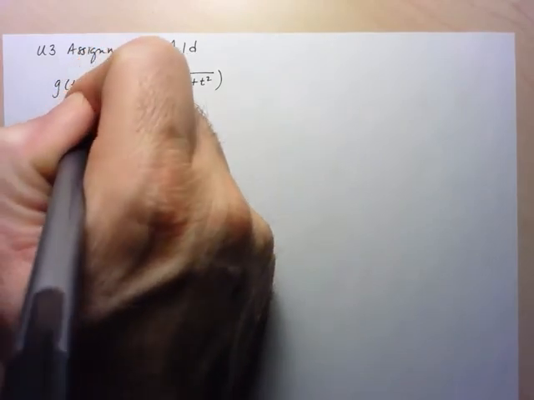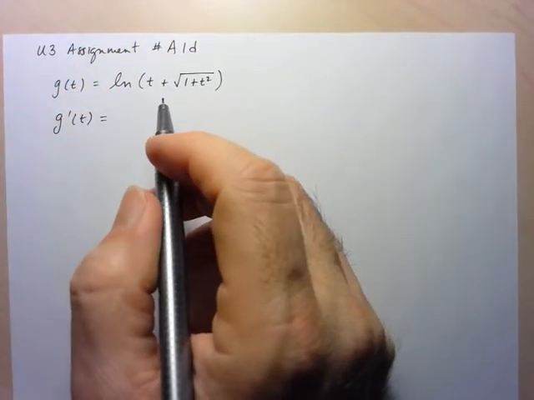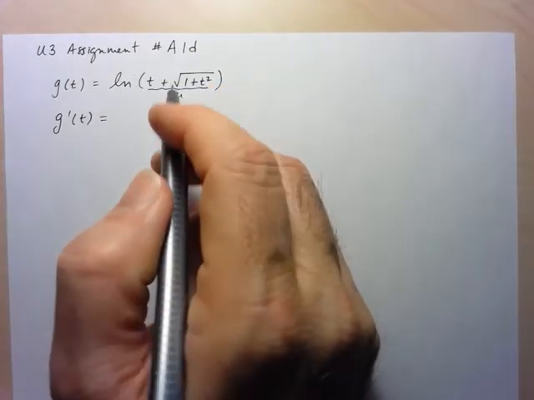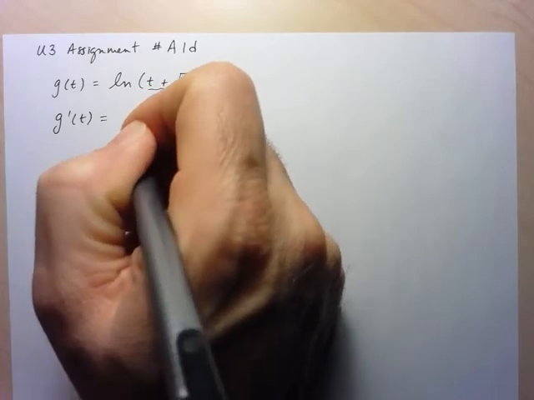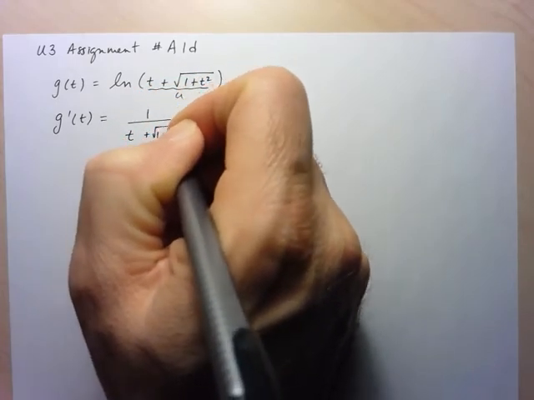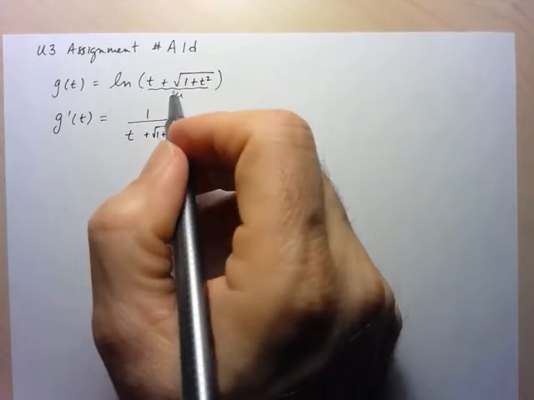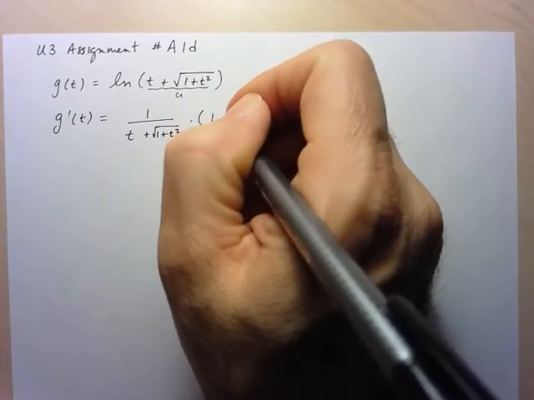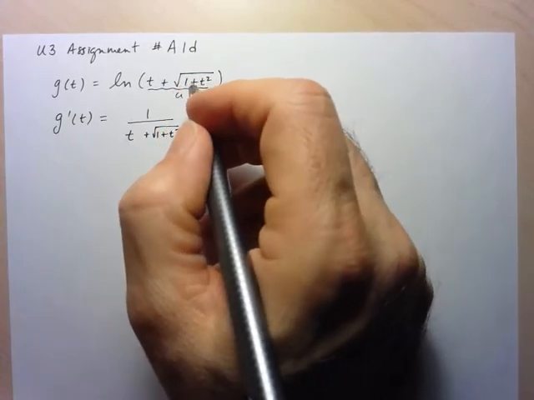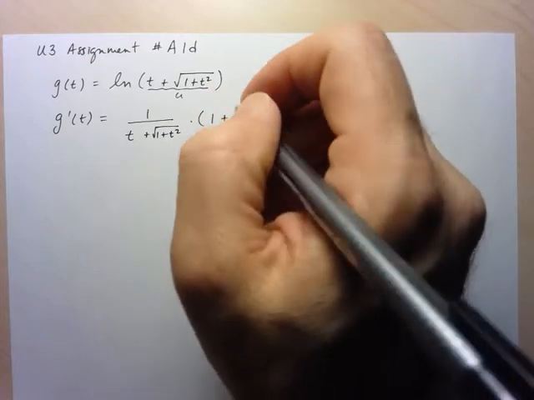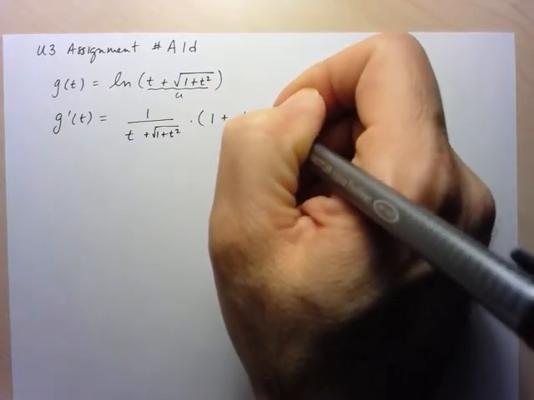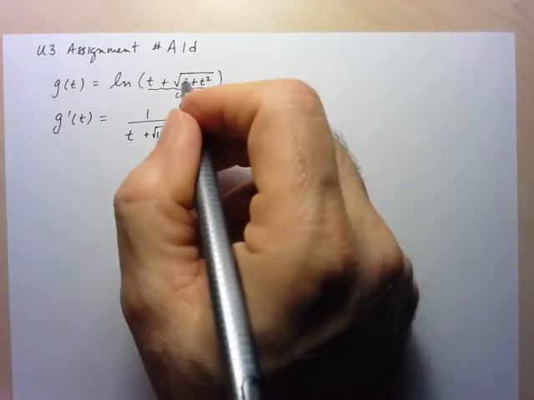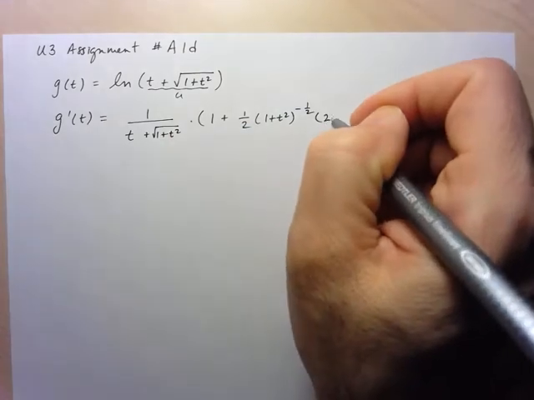So g prime of t is going to be equal to, here we're going to have to use a chain rule. This is like my u, so the derivative of ln u is 1 over u. So 1 over t plus square root of 1 plus t squared, times the derivative of u with respect to t. Here, the derivative of t is just 1, plus here we'll have to use a chain rule again. Now this 1 plus t squared is like my u, so that's just 1/2 times 1 plus t squared to the negative 1/2 times the derivative of u. The derivative of 1 plus t squared is just 2t.